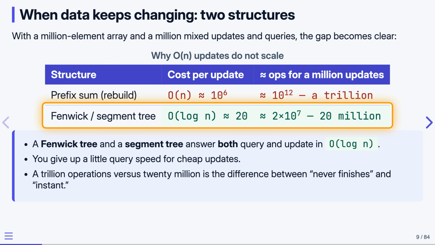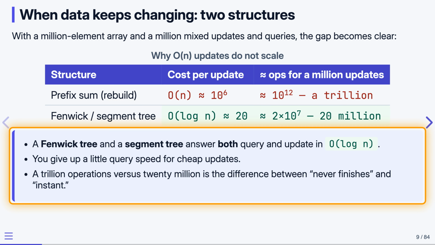A Fenwick tree or a segment tree costs big O of log n per update, about 20 operations. Over 1,000,000 updates, that is about 2 times 10 to the 7th, or 20 million operations. A Fenwick tree and a segment tree answer both the query and the update in big O of log n, and you give up a little query speed for cheap updates. A trillion operations versus 20 million is the difference between never finishing and finishing instantly.